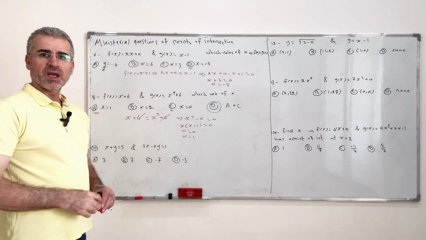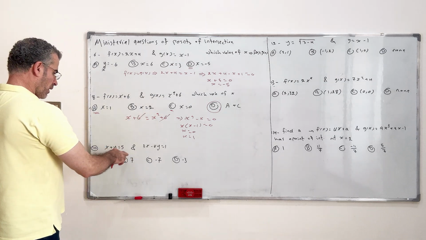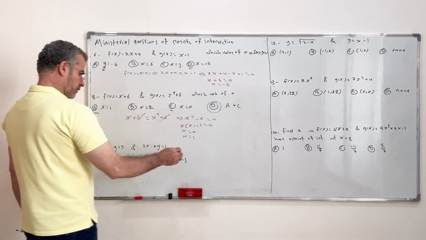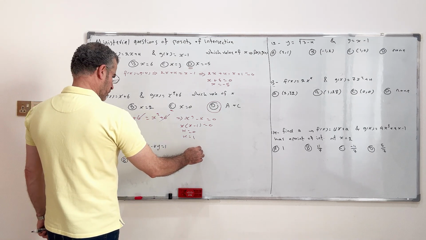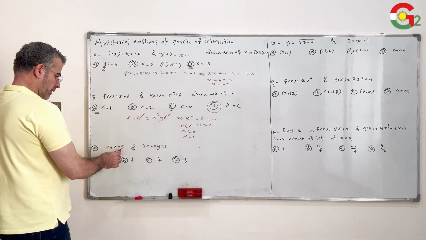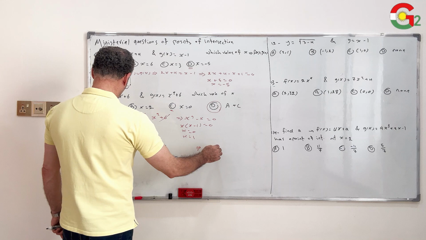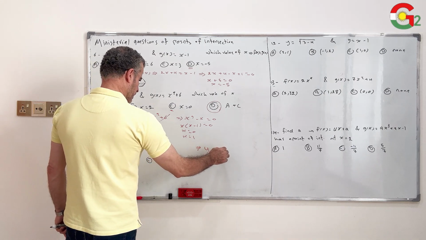Question number 10. Find the point of intersection of these two functions. x plus y equal 5. Write it in standard form: y equal to minus x plus 5.